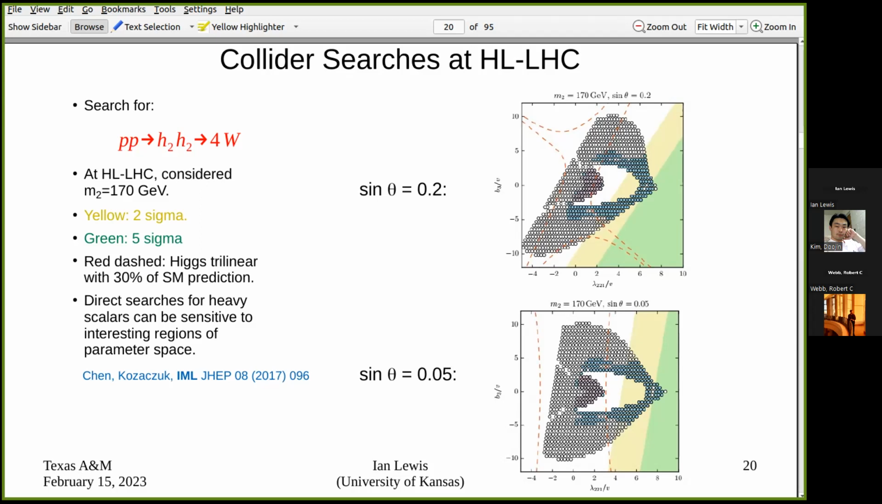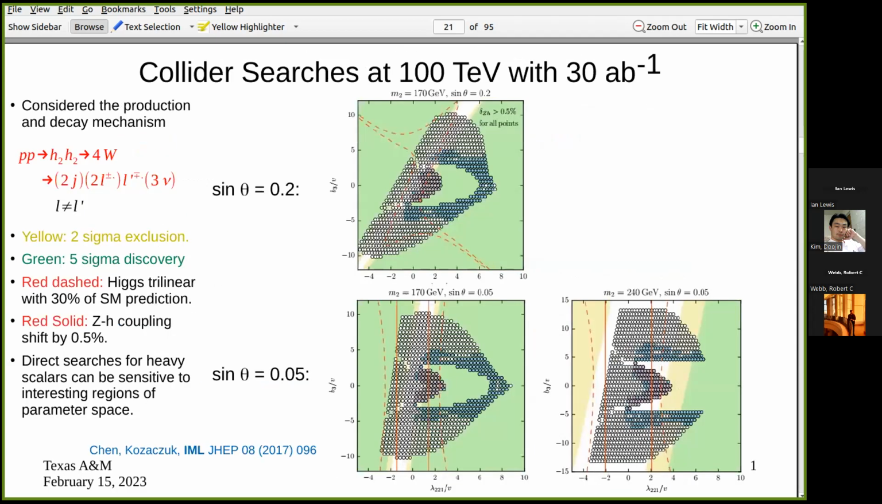The LHC can do something, which is good. At the HL-LHC, you can actually map out most of the space. So again, yellow is 2 sigma exclusion, green is 5 sigma discovery. And you can see that, except for the scenario with 240 GeV and 170 GeV, you can discover most of the region in which I get the electroweak phase transition that I want in this channel, at higher and lower mixing angles. And again, the red dash is where the Higgs trilinear is within 30%.